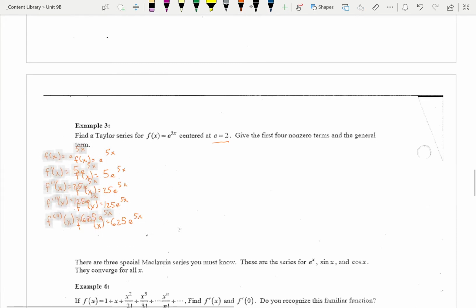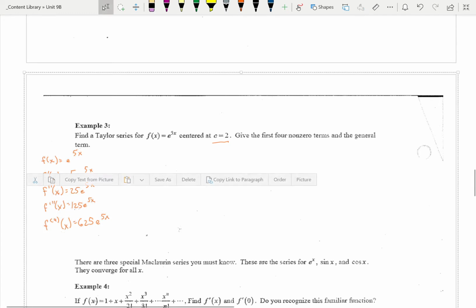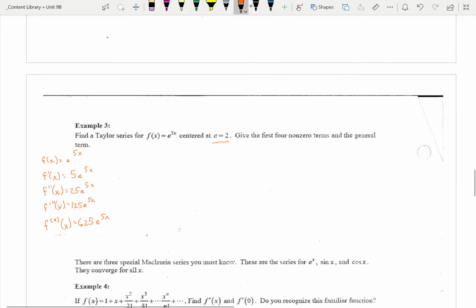And one thing you might want to do at this point, it's not required to do it right now, but if you can figure out the pattern, maybe we could find an expression for the nth derivative of the function. And you might notice that we're just multiplying by 5 over and over again. This is 5 to the first for the first derivative, 5 to the second for the second derivative, 5 to the third for the third derivative, 5 to the fourth for the fourth derivative. So we're going to have 5 to the nth for the nth derivative, and the e to the 5x doesn't change ever.